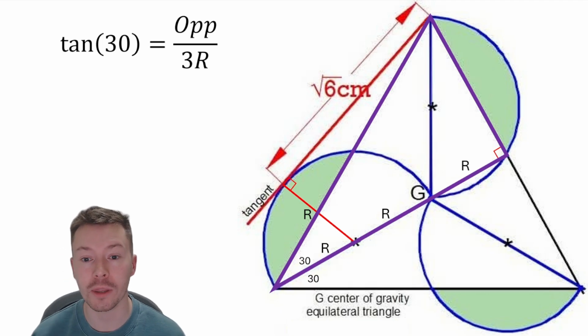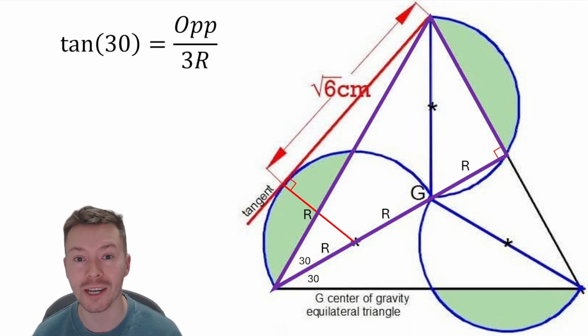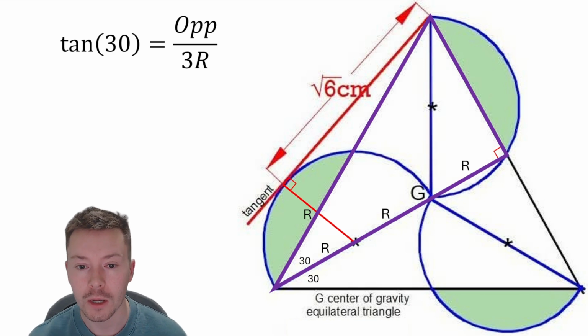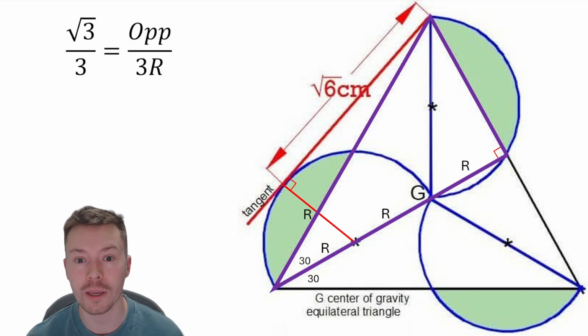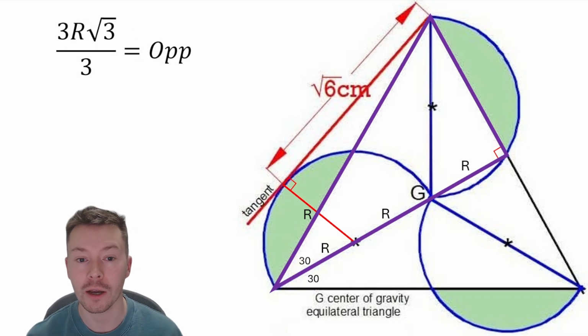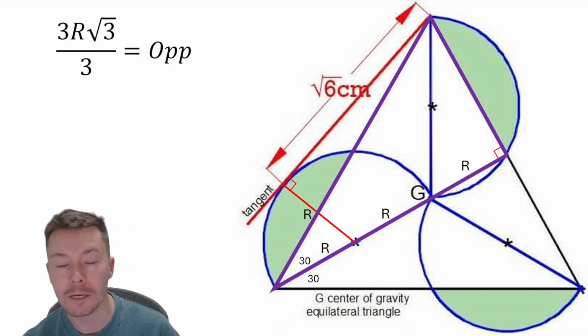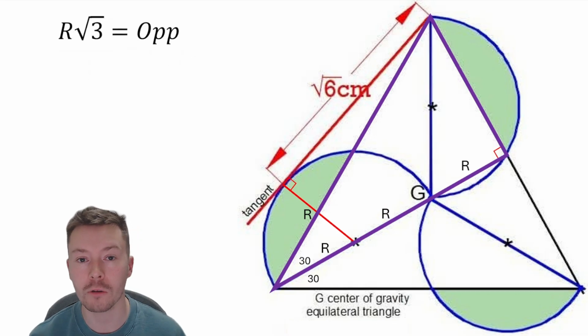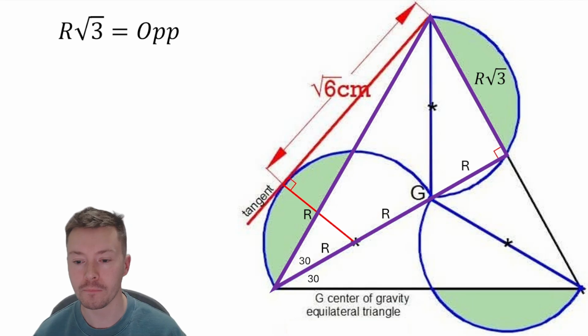Tan 30 is going to be the opposite over the adjacent. The adjacent is 3R. Now, tan 30 is √3/3. I'm then going to times both sides of that by 3R, and I'm going to get 3R√3/3, which simplifies to R√3 being the opposite. So let's put that on the diagram.